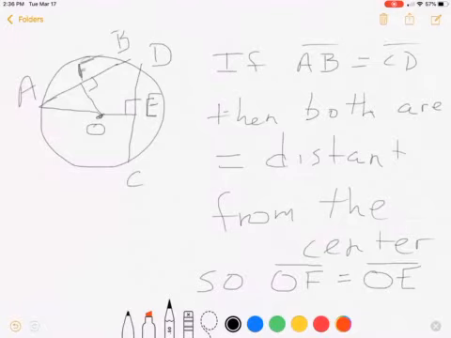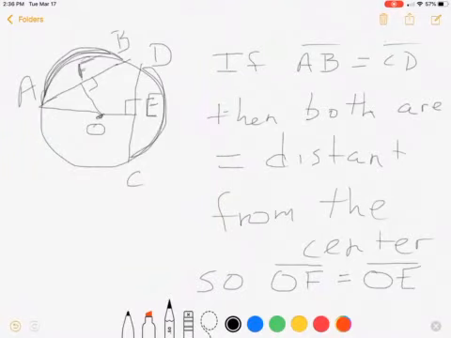By the way, we know that if chords are equal, they are equally distant from the center. We also know that they form equal arcs. So the arc that goes from A over to B, this arc right here, has to be equal to this arc right here. Since the chords are equal, the arcs are equal. But actually right now, we're looking at the fifth theorem.